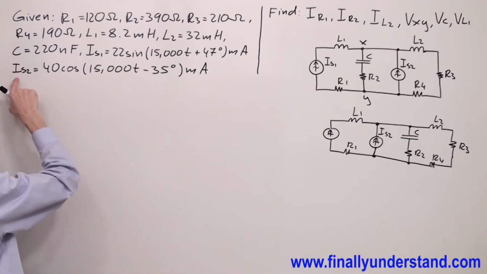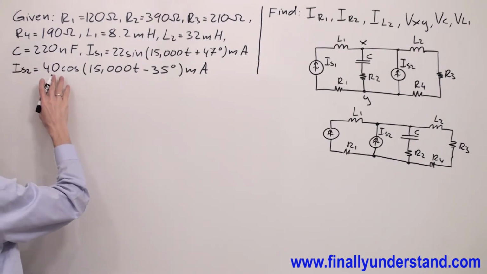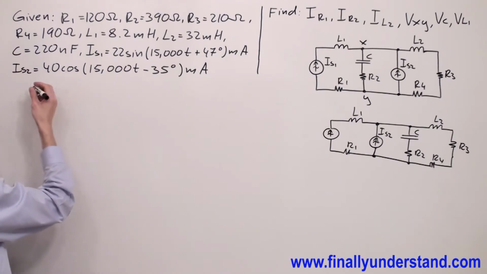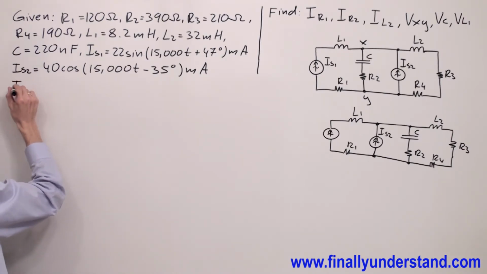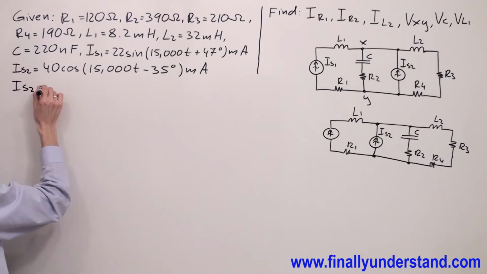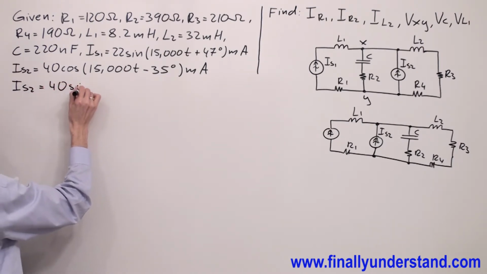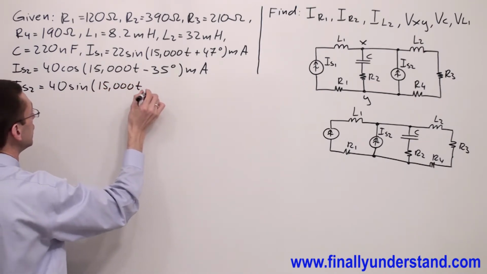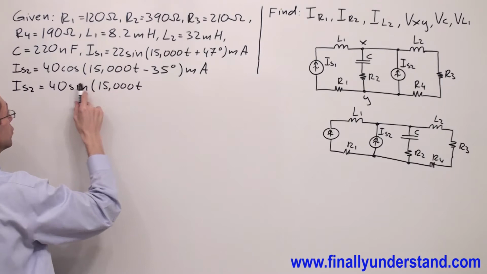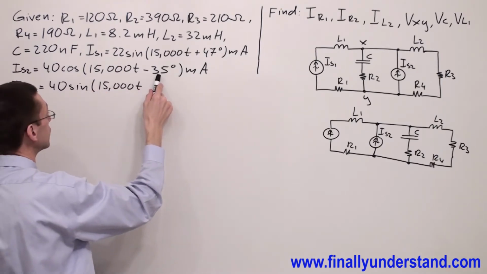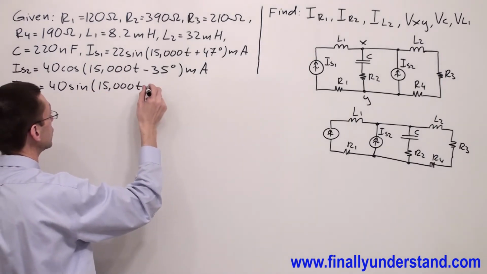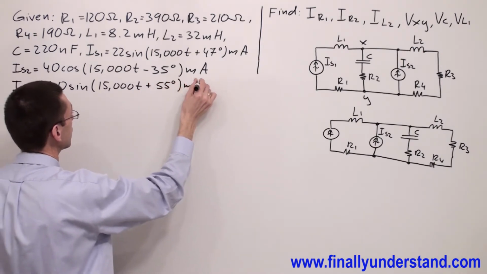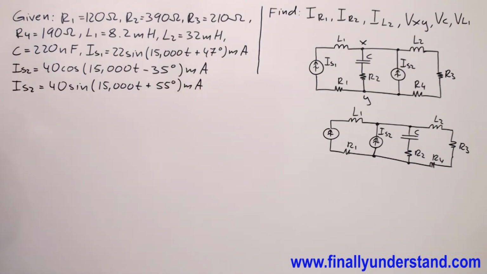Please notice that current IS2, right, in the equation has cosine. We're supposed to change the cosine to sine and simply write I source 2 is equal to 4 sine of 15,000 t. Because I convert cosine to sine, I'm supposed to add 90 degrees to negative 35 degrees. This is equal to 55 degrees, milliamps. Okay, so this is the step which we're supposed to do.